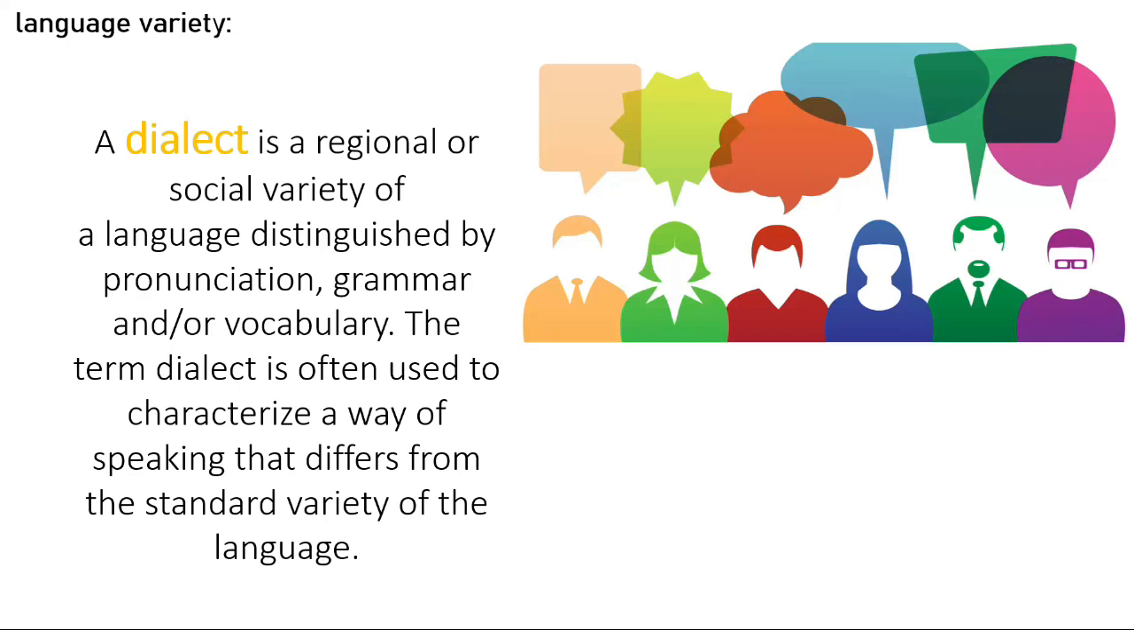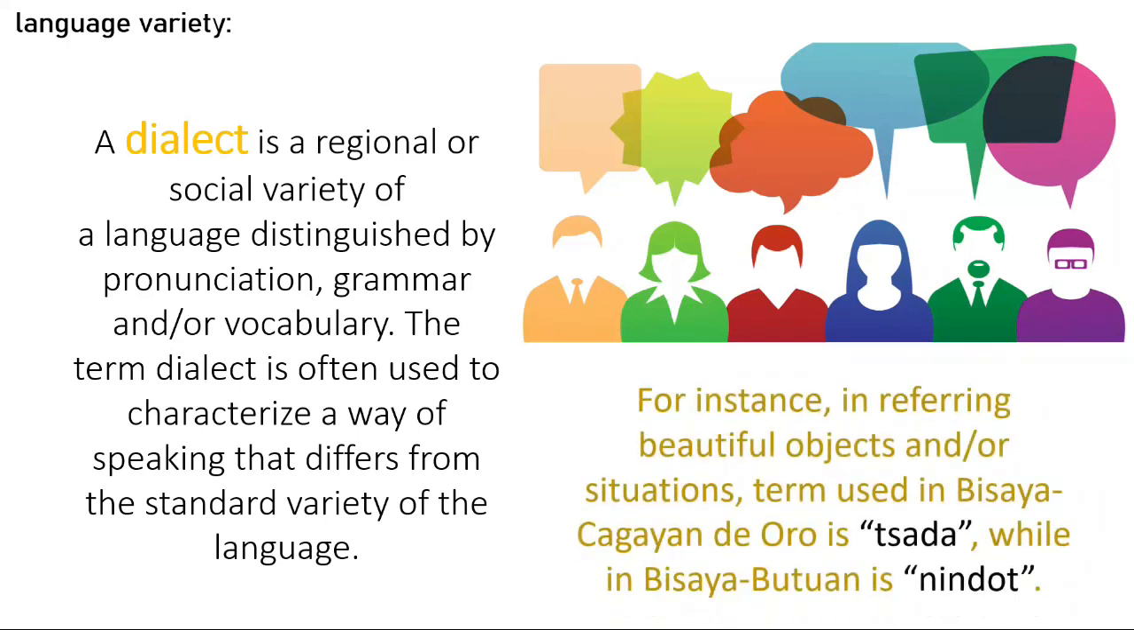For instance, in referring to beautiful objects and or situations, the term used in Bisaya Cagayan de Oro is chada, while in Bisaya Butuan it is nindot, no? In saying the place is beautiful, in Bisaya Cagayan de Oro, katsada sa lugar. In Bisaya Butuan, kanindot sa lugar. Okay.